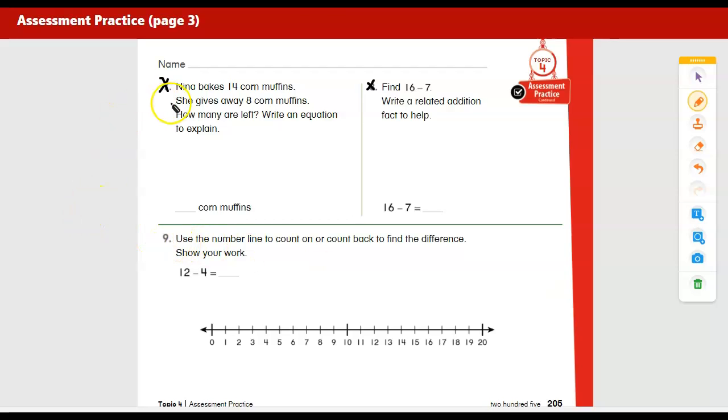We will also be skipping 7 and 8, as we said, but if you want to try them at home, you absolutely can. We will be doing number 9. Number 9 says, use the number line to count on or count back to find the difference. Show your work. So it wants us to find 12 minus 4. So remember, you can count on or count back using the number line to find your difference. Then you will write your answer in the blank.